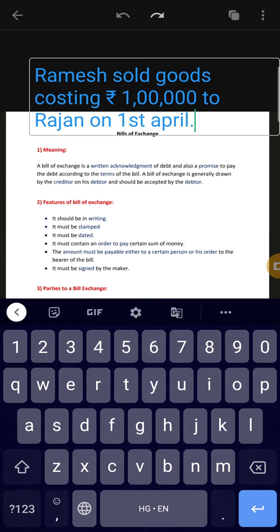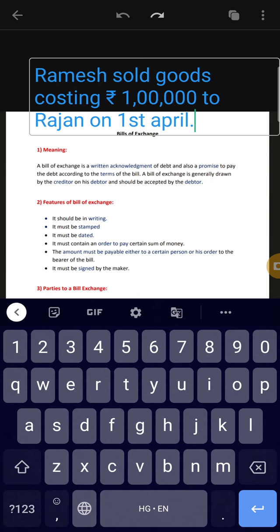So what can Ramesh do in order to avoid the chances of delay in the payment, or any default in the payment, or to remove the chances of bad debts? Ramesh can have a bill of exchange signed by Rajan. When Rajan signs a bill of exchange, Rajan is telling Ramesh that after 2 months or 3 months, he will make the payment of 1 lakh rupees for the goods that Rajan has bought from Ramesh.